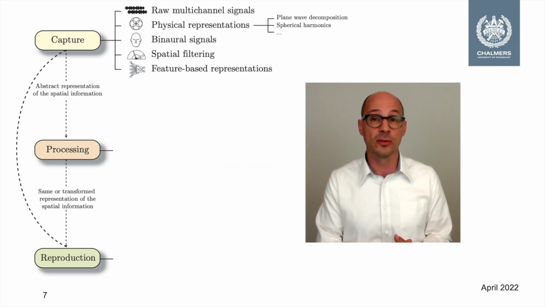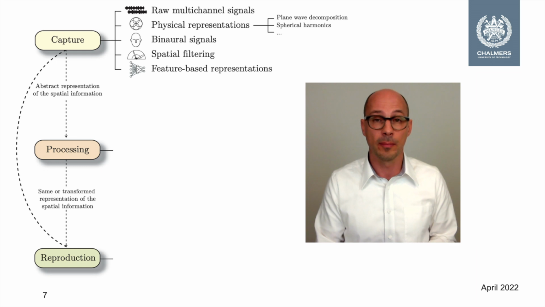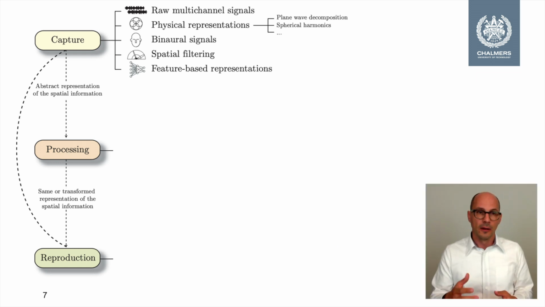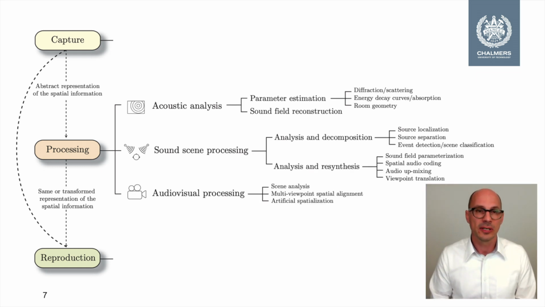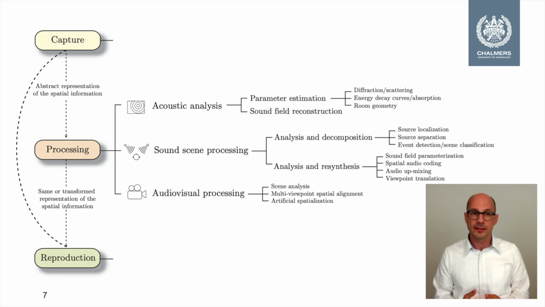So let's move on to the processing stage of the pipeline. The processing stage typically either extracts desired information from the output of the capture stage, or it manipulates the spatial information. During our literature search, we've identified three major categories of methods.